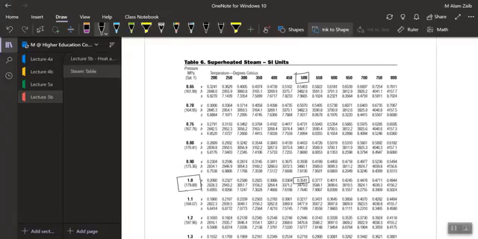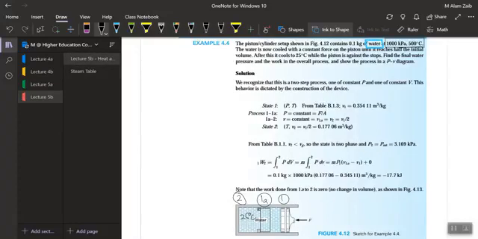So moving back to the question itself, at 1 megapascal and 500 degrees centigrade, we have got the initial volume, which is 0.3541.